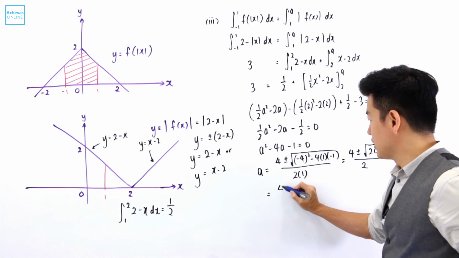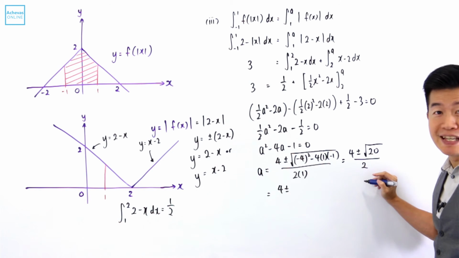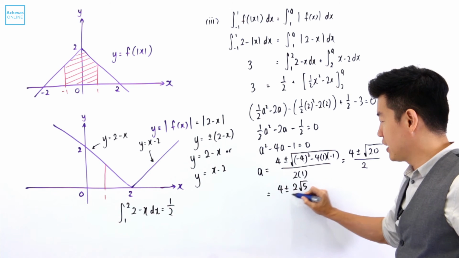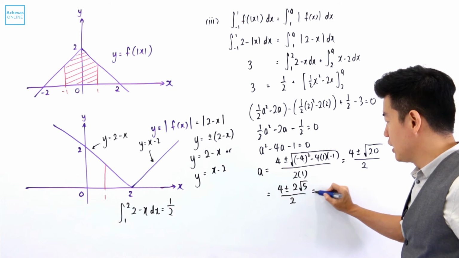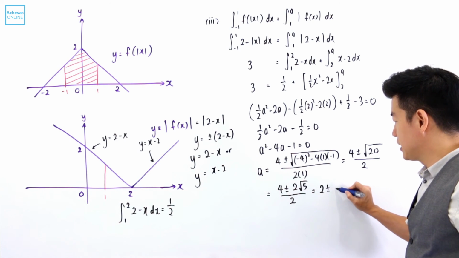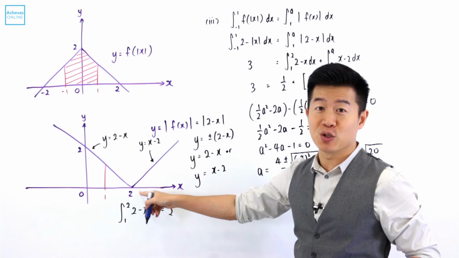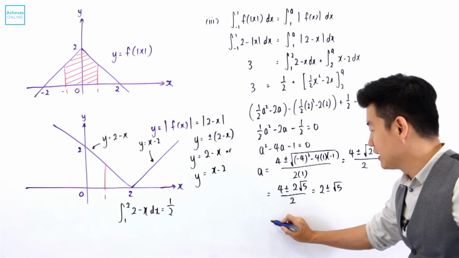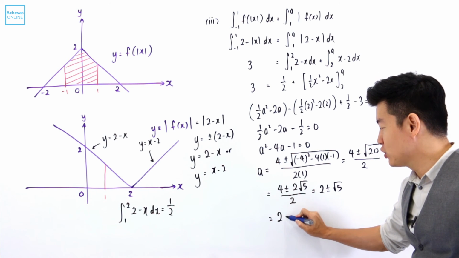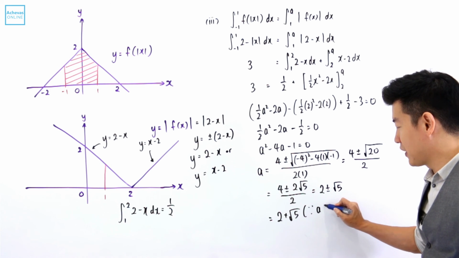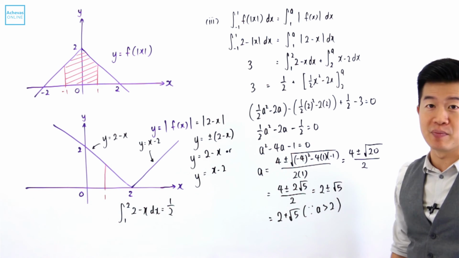And this is going to be 4 plus or minus square root of 20, and 20 is 4 times 5. So it will be 2 square root of 5 divided by 2, which is 2 plus or minus square root of 5. But we have determined that a is going to be a value that is bigger than 2. That is why I'm going to accept only 2 plus square root of 5. And this is like what we have explained, because a is going to be bigger than 2.